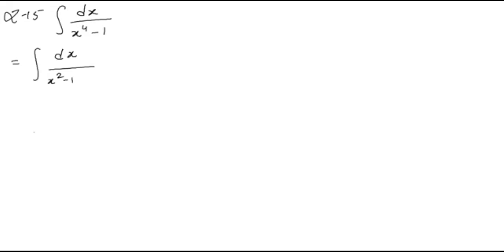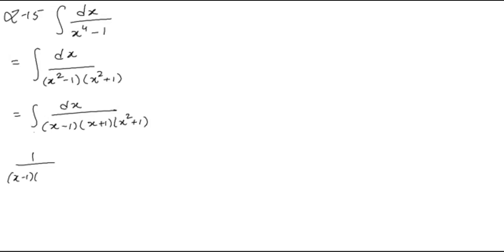We'll start with 15th question. Here the question given is integration dx upon x raised to 4 minus 1, right? So I can factorize this as a square minus b square. If I write this as x square whole square minus 1 whole square, then I can write it as a minus b, a plus b. Now further, this can be factorized as x minus 1, x plus 1, whereas this will be as this. So I can apply partial fraction over here.